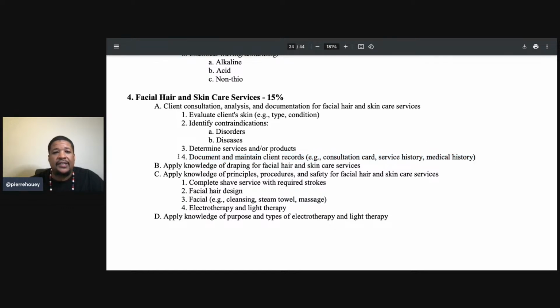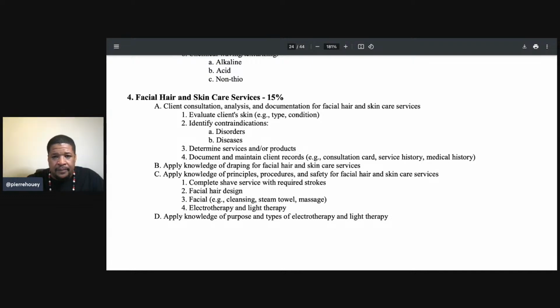I'll just say this, it's low percentage. It pays to know it now, but it's low percentage. You're not going to see too much on the test where they're talking about documentation and maintaining client records. And if they give you a question like that, those are what we call gimme questions. So it shouldn't be hard to arrive at the right answer when it comes to talking about client records.